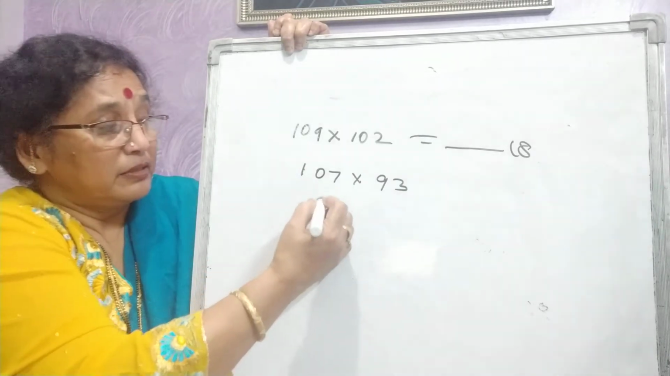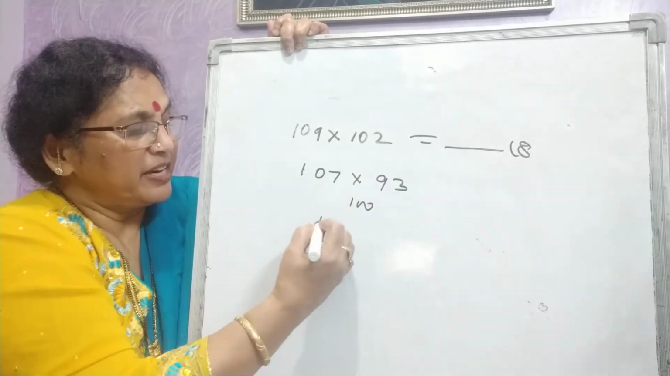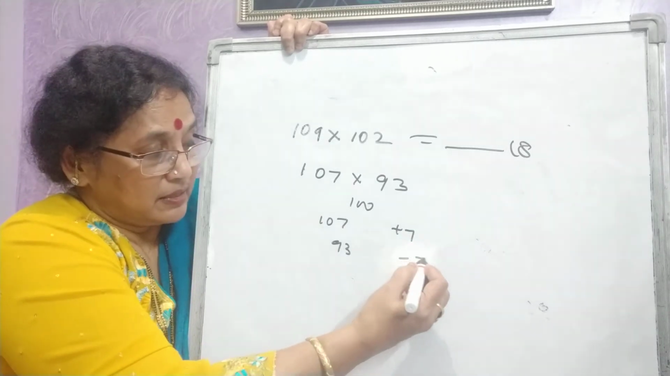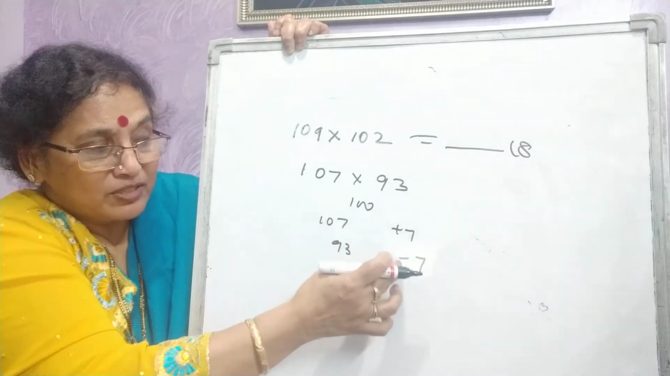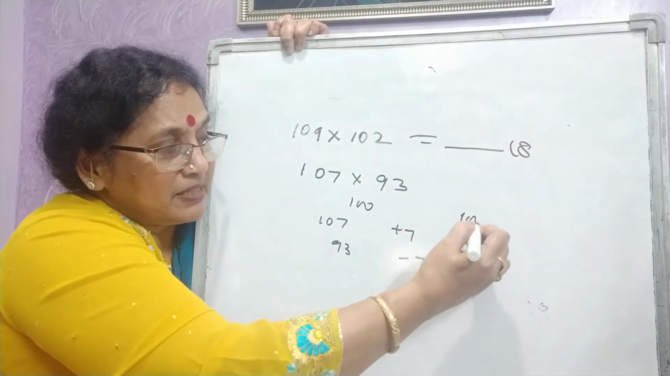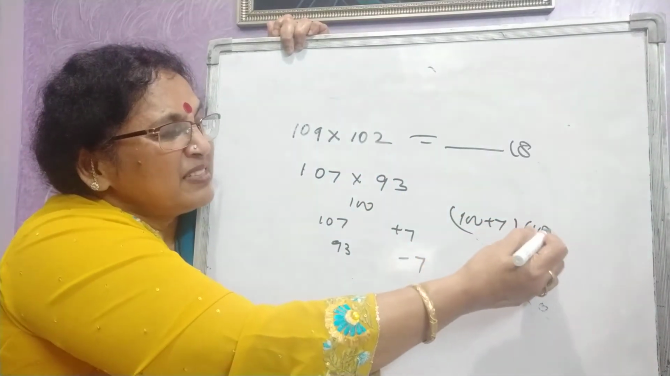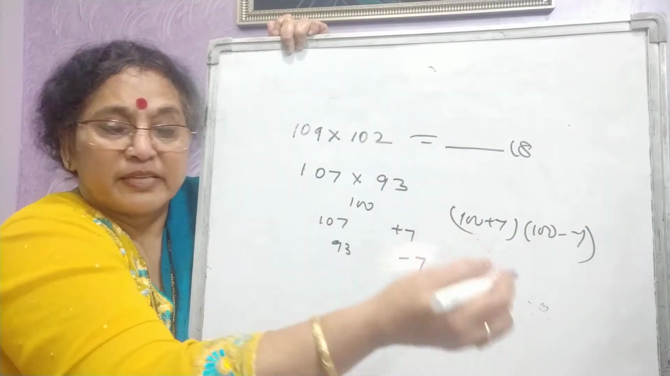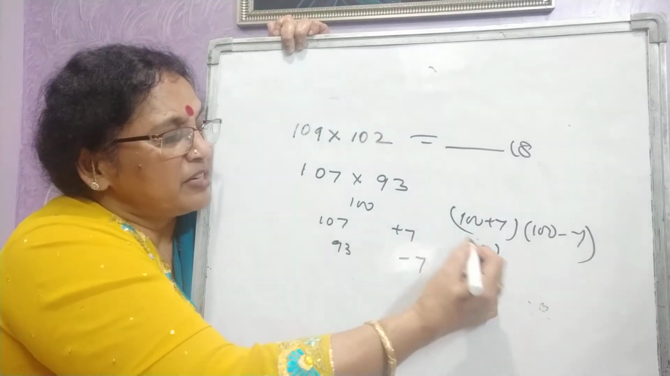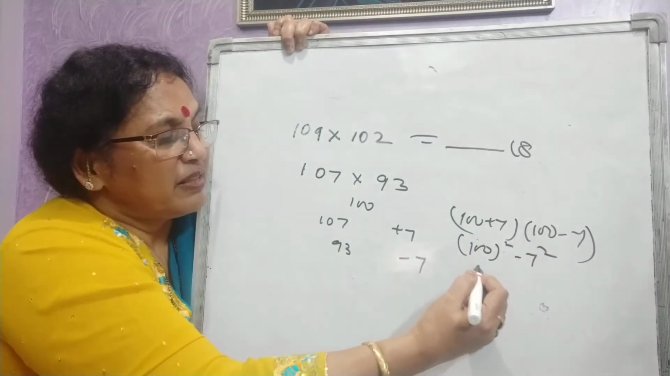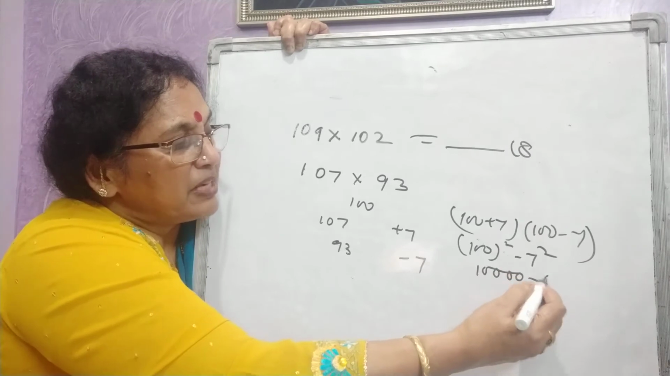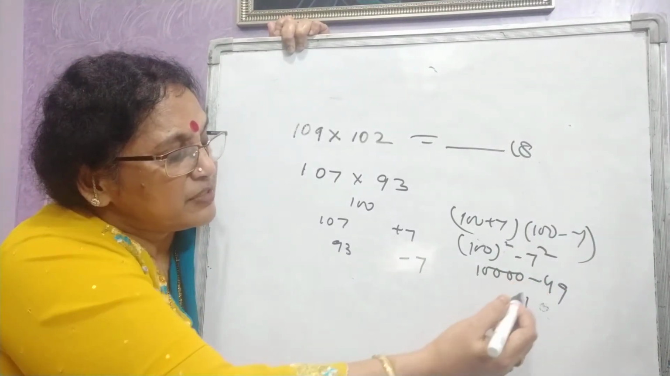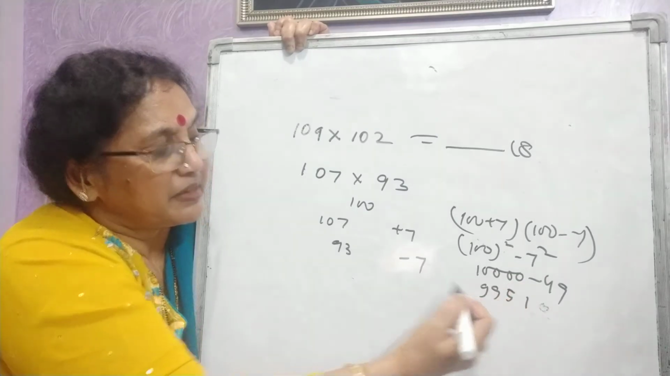Now for example, this one, the 100 base one. 107 you write, it is 7 more. And 93 is 7 less. So the moment we saw 7 more, 7 less, it means it is 100 plus 7 and this is 100 minus 7. So just now I taught in the previous video, (a plus b) into (a minus b) is a square minus b square. So 100 square minus 7 square, that is 10,000 minus 49. So this will become 9951.